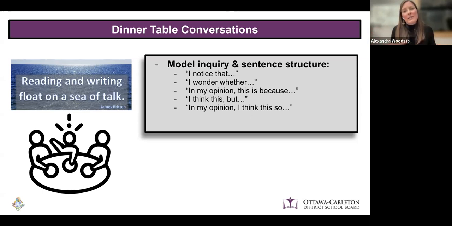And when having those dinner table conversations and when students are exposed to sort of speaking and those sentence stems, then often they start to be embedded in writing as well. So dinner table conversations are very useful for supporting students with literacy.